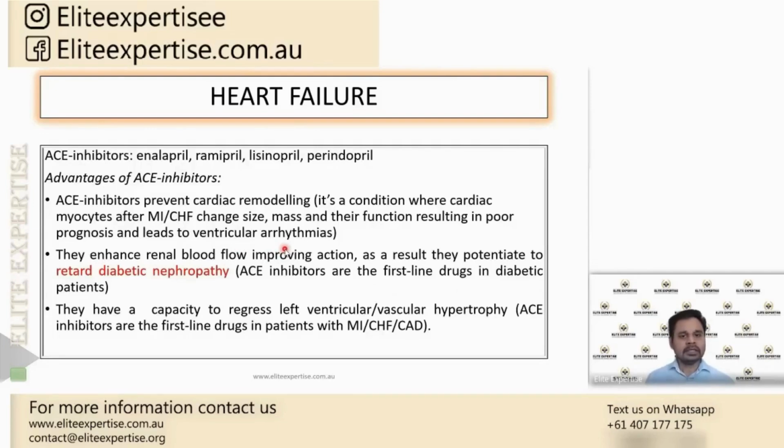And that's the main reason why we must put the patient on ACE inhibitors. ACE inhibitors also enhance and improve the renal blood flow. And ACE inhibitors prevent diabetic nephropathy. So that's another reason why in all diabetic patients the main drug of choice is ACE inhibitors. ACE inhibitors are considered first line agents in diabetic patients because they prevent diabetic nephropathy in the patients.